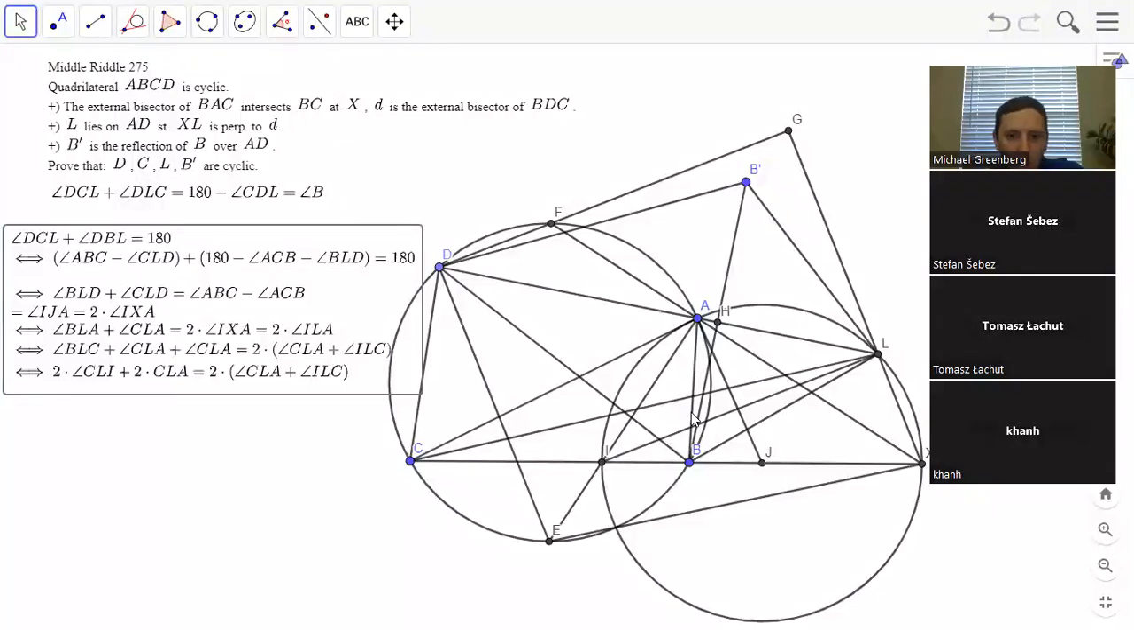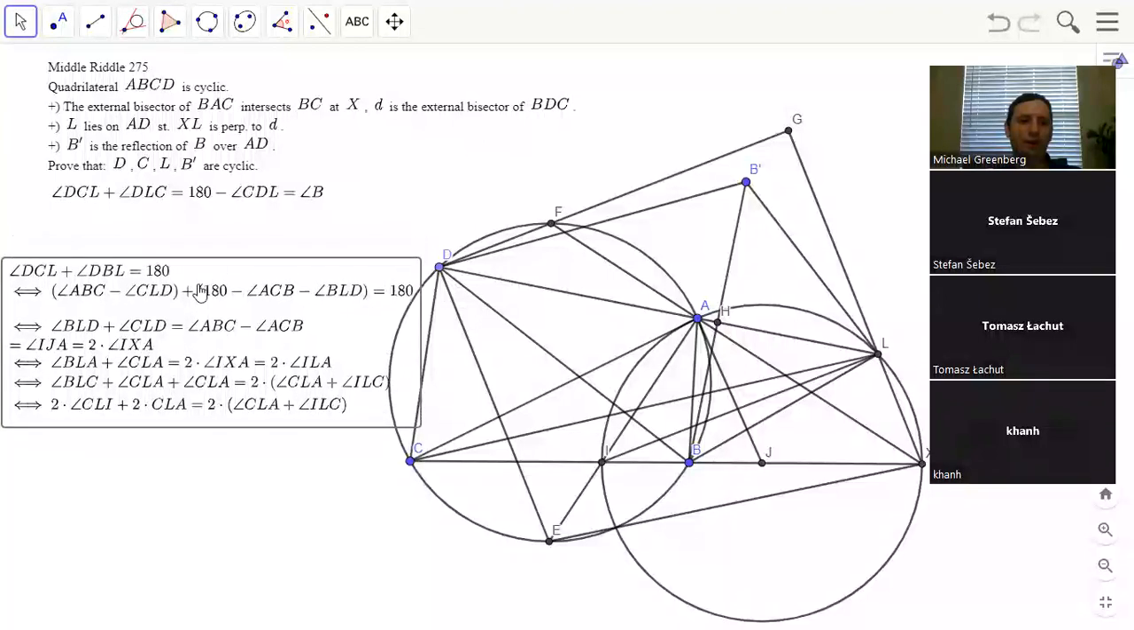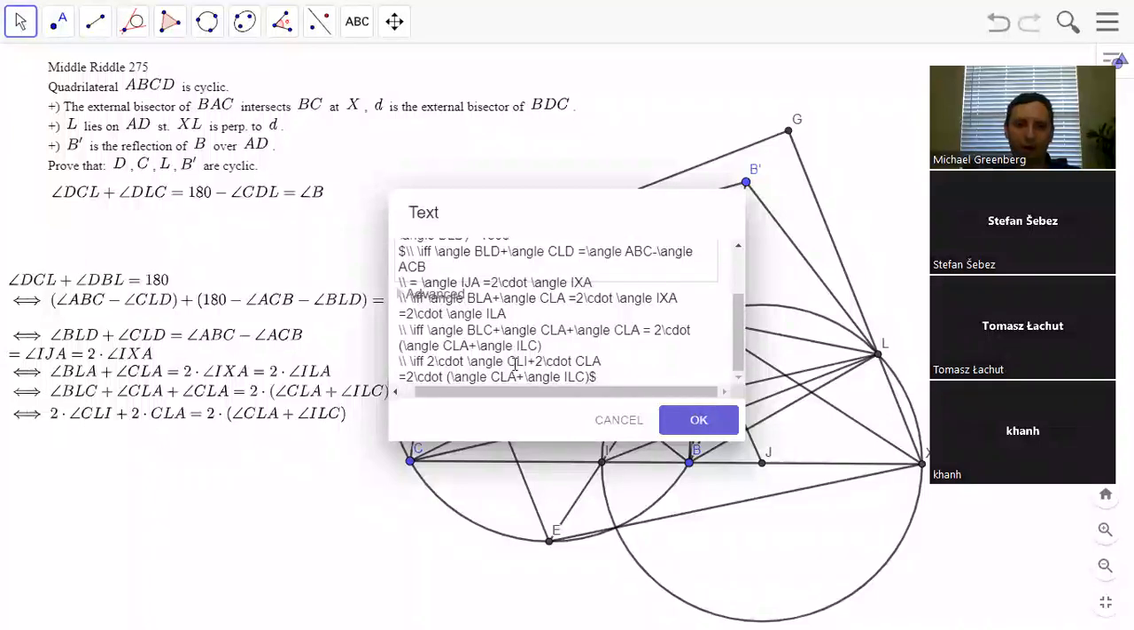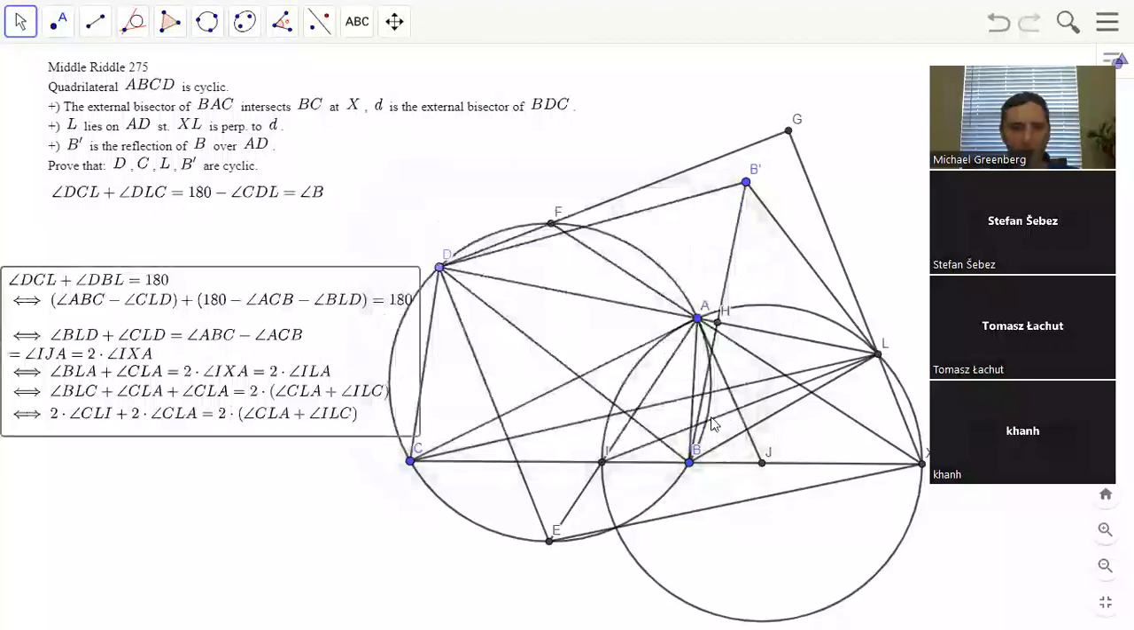So BLA is just equal to BLC plus CLA, and we have another CLA. And then you take 2 times ILA. ILA is just equal to ILC plus CLA. So that is also okay, easy to see. And in the end, you just take BLC as twice CLI, since we have an Apollonius circle. Okay, so that finishes it.